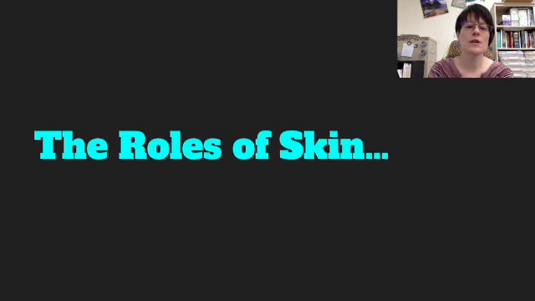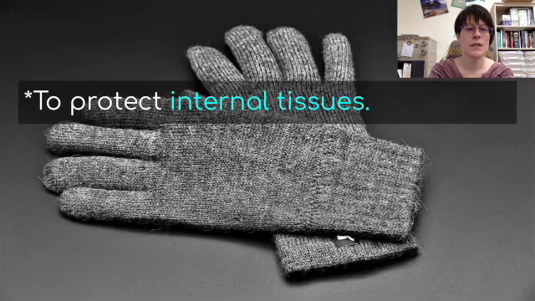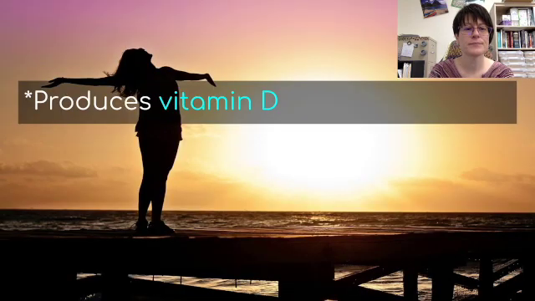So first of all, let's talk about the roles of the skin. What is the purpose of our skin? First of all, it is to protect internal tissues, a lot like these gloves. You wear gloves to protect your hands, and our skin is a protective layer around us. It prevents bacteria and viruses from getting in as well. It produces vitamin D when we're out in the sun. It is good for us to get out into the sun for a little bit every day so that we can produce vitamin D.